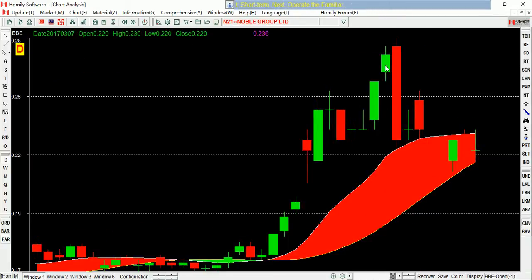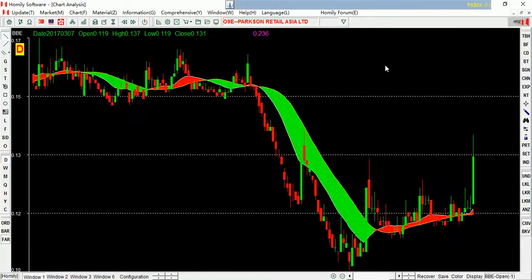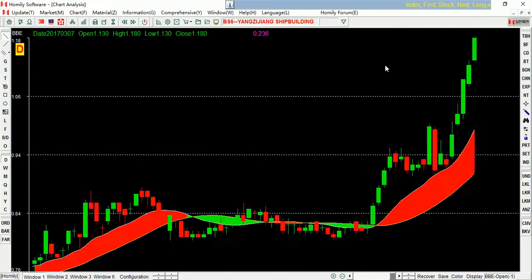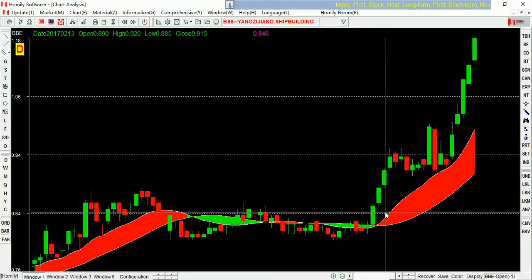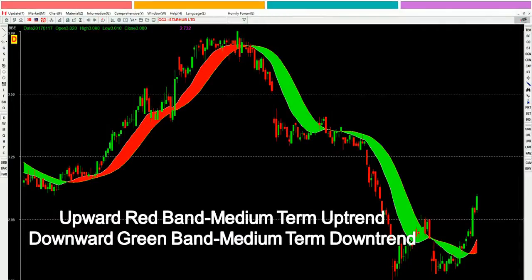So from this chart, for the medium-term trend, uptrend or downtrend? Medium-term is still uptrend, because of the red band. So here is the uptrend, and here still uptrend. If you use this function, you can judge whether the share is in the uptrend or downtrend. So if you see Yangzijiang, why is Yangzijiang so strong? Because it is in the uptrend. So firstly, we should judge whether the share is in the medium-term uptrend or downtrend according to the band, the red band or green band.